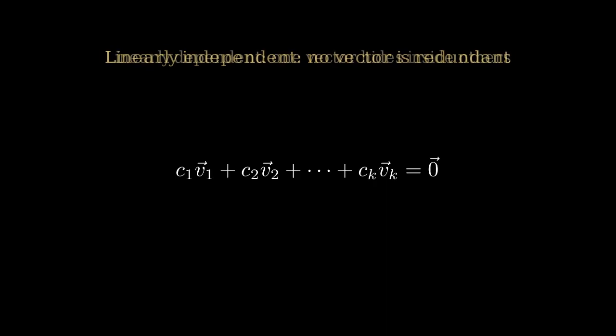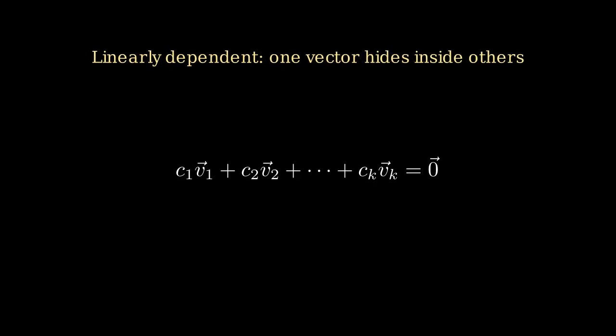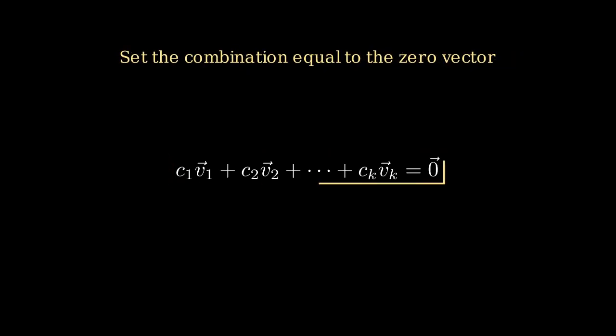A set of vectors is called linearly independent if none of them is secretly redundant, meaning the only way to combine them and get the zero vector is to use all zero coefficients. If some other combination also gives zero, the set is called linearly dependent because at least one vector is hiding inside the others. The test is always the same. Take the combination C1 times V1 plus C2 times V2 plus and so on, up to CK times VK, set it equal to the zero vector, and ask whether zero coefficients are the only solution.